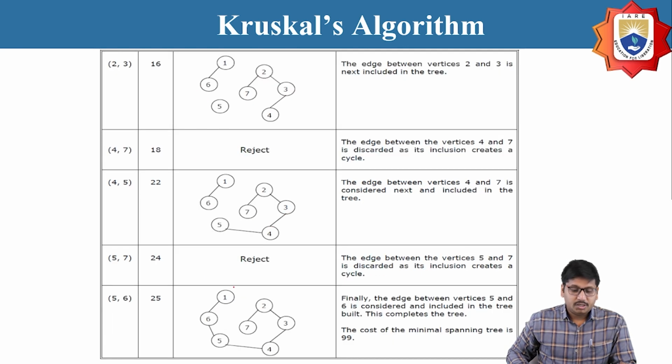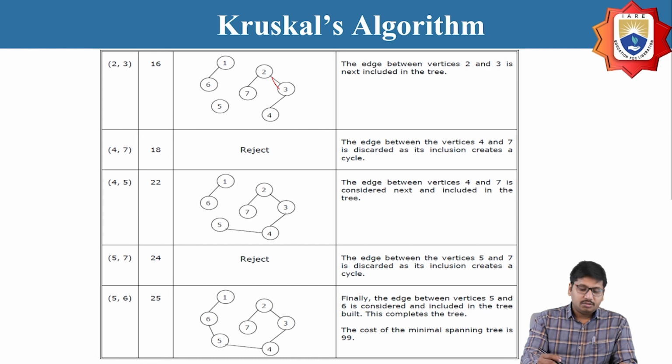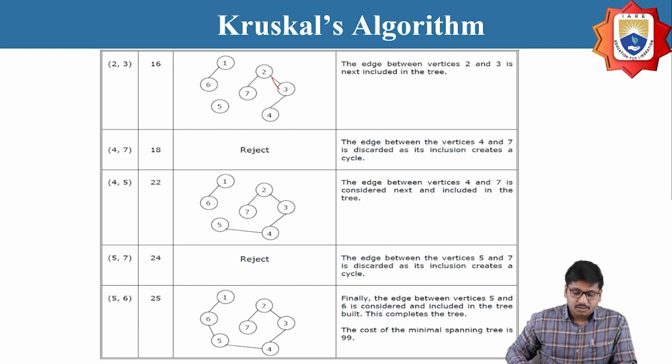So next one is 2, 3. If I join 2, 3, this does not form a cycle. That's why I'm going to consider 2, 3. And if I consider 18, that is 4, 7, it is going to form a cycle. That's why I rejected it here. And 5, 7 also is going to form a cycle. That's why it should be rejected. And next one is 5, 6. So that one is also inserted.